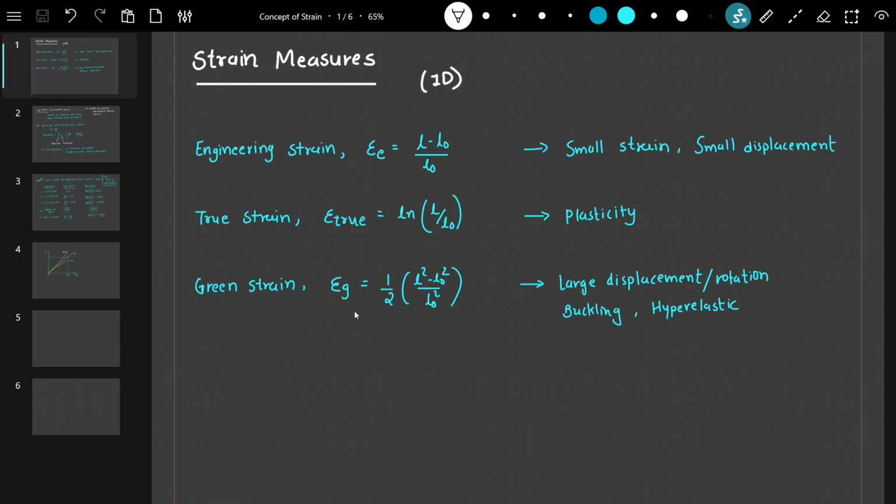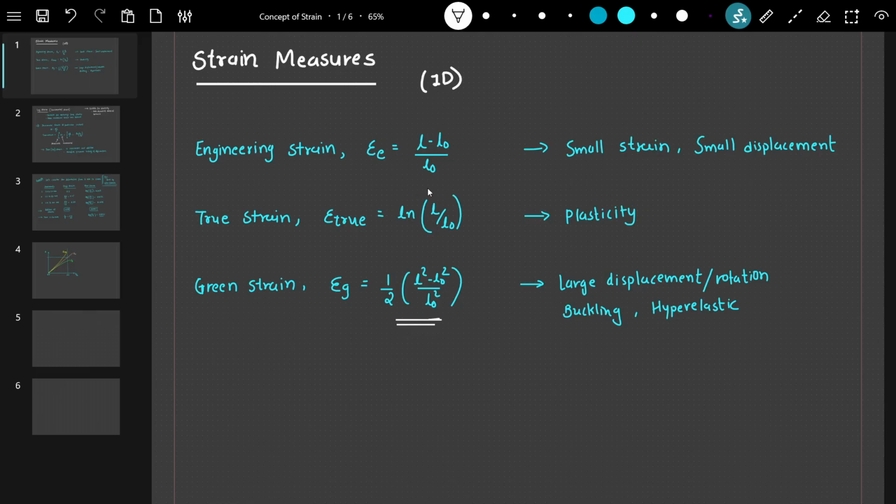And Green strain, you might or might not be aware of this strain measure. Green strain is defined as 1 by 2 in bracket L squared minus L naught squared, divided by L naught squared. So this is also kind of a strain measure. A strain measure can be anything. It is just a ratio of some change in length and the original length or current length. In this case it is change in length squares. So this is also a kind of strain measure only.